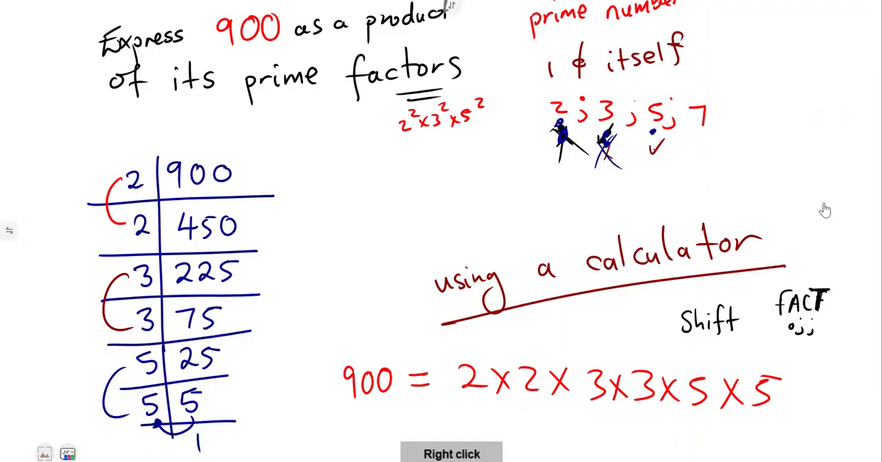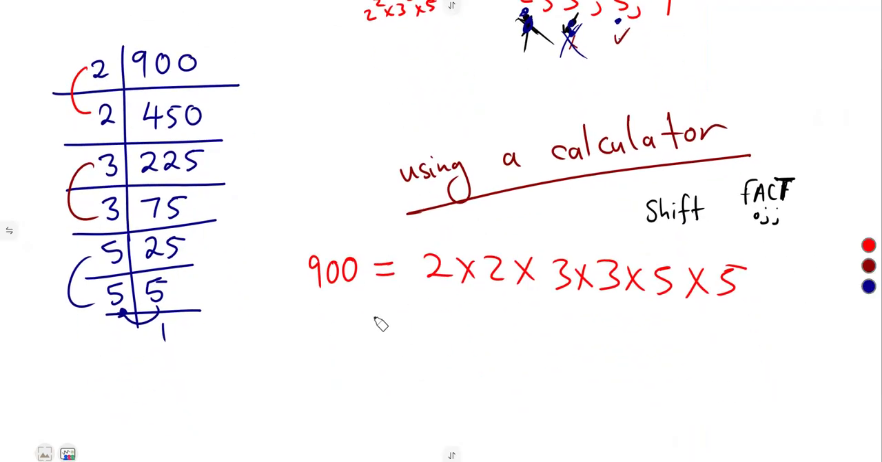So this is how these questions can be given. You just have to try as many questions as you can. Revision is the way out. So that's 2 times 2, 2 to the exponent of 2. 3 times 3, 3 to the exponent of 2. 5 times 5, 5 to the exponent of 2 in exponent form.